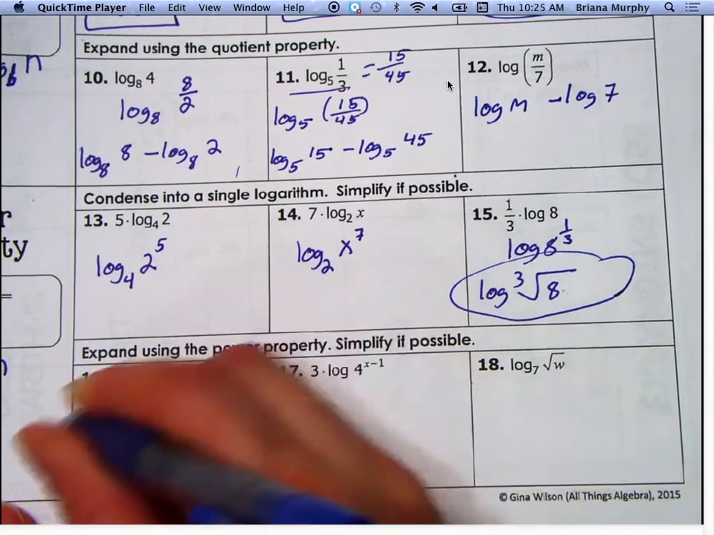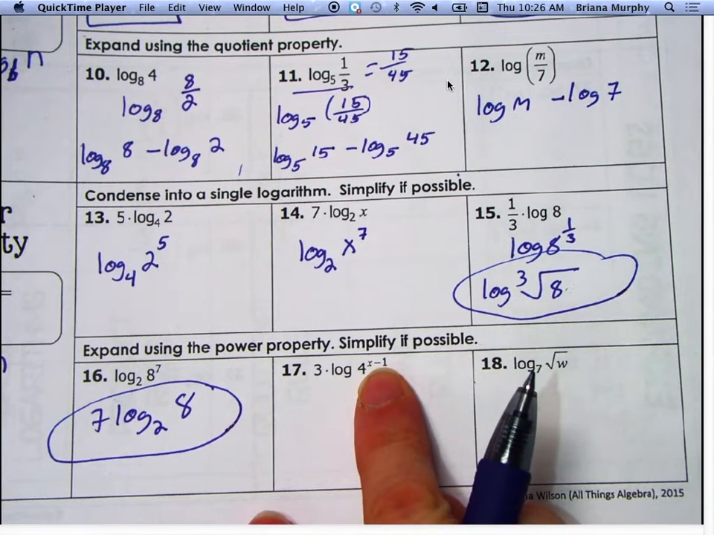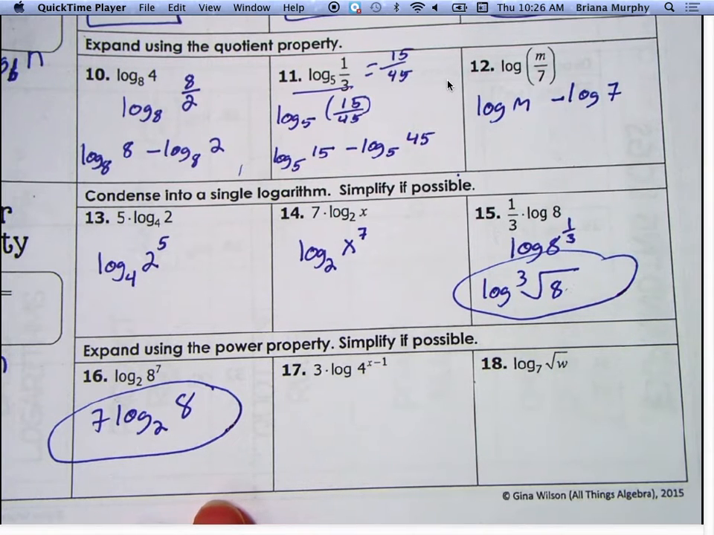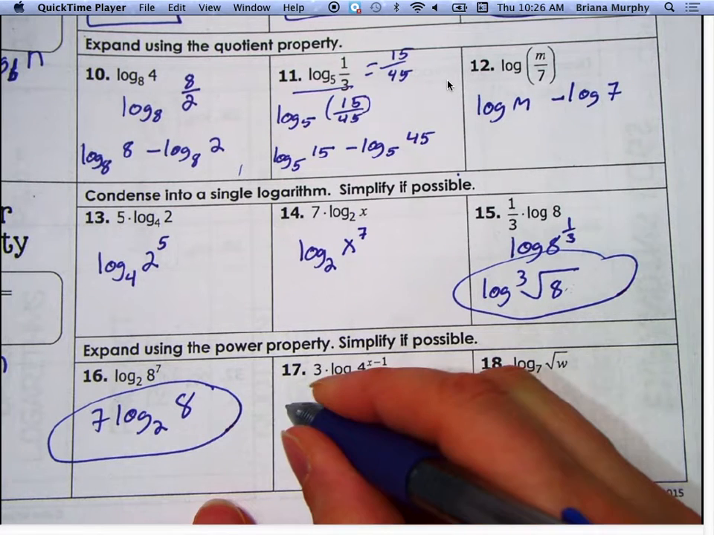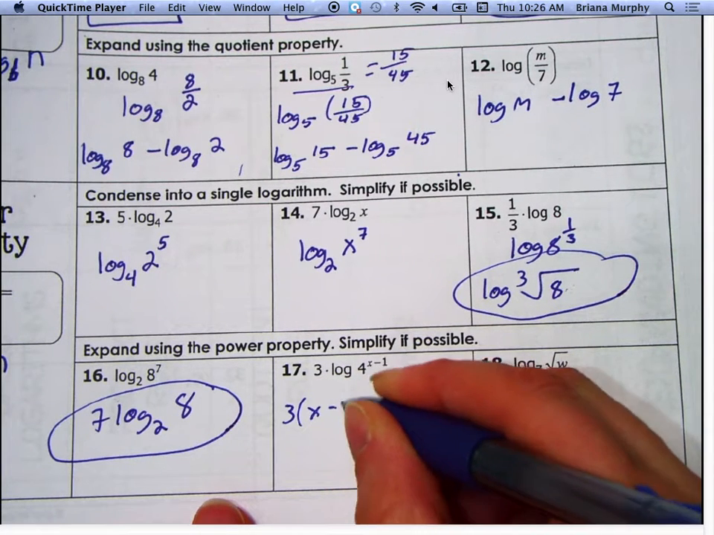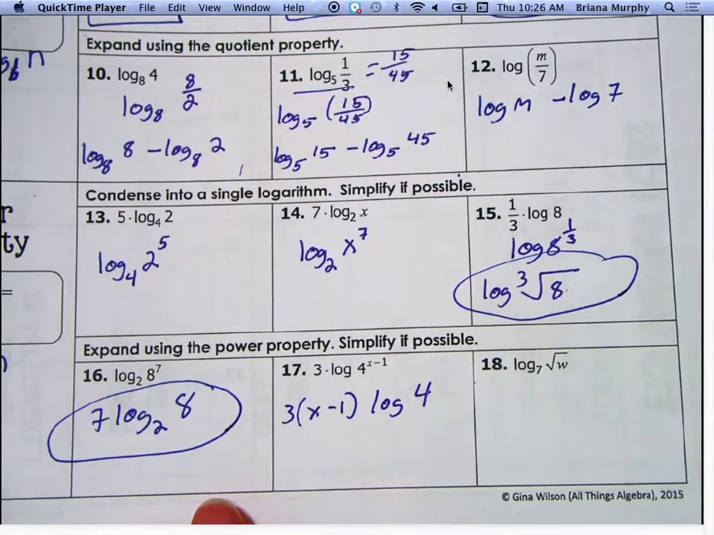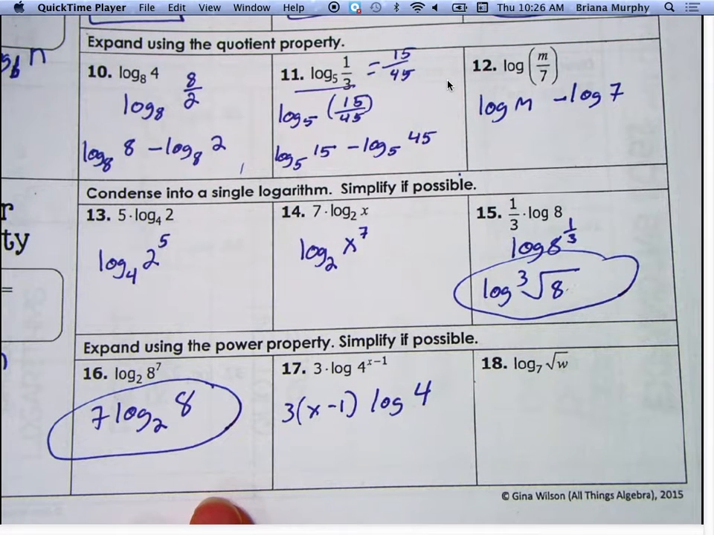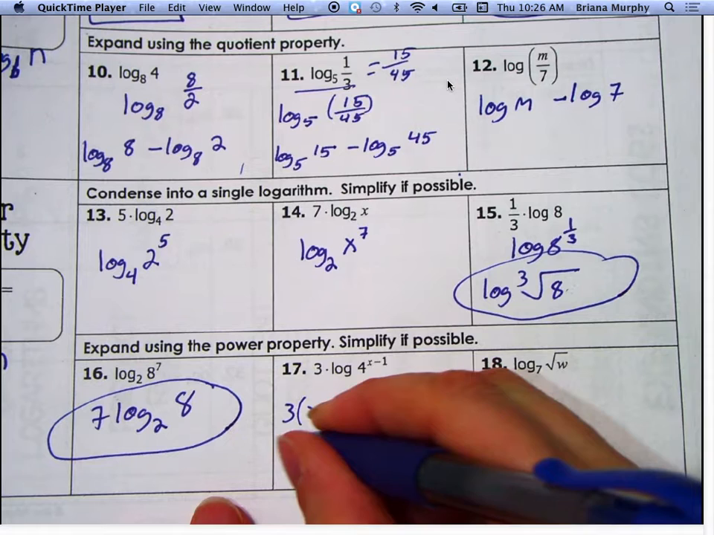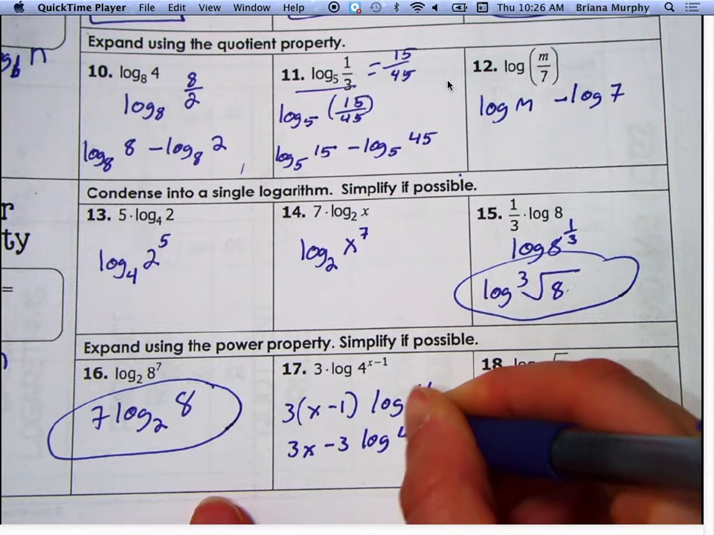of 8. Okay, here's a tricky one where we're going to have to do something a little bit different. You see this exponent? We've got to move it to the front, but we have a 3 already there. So we're going to get 3 x minus 1 to the log of 4. So, can I simplify this anymore? I'm going to distribute, right? So I get 3x minus 3 log 4.